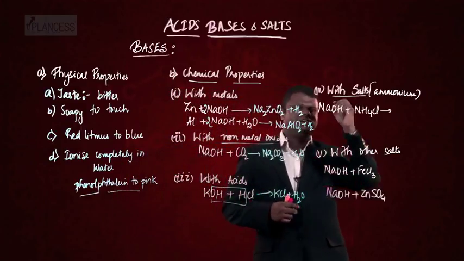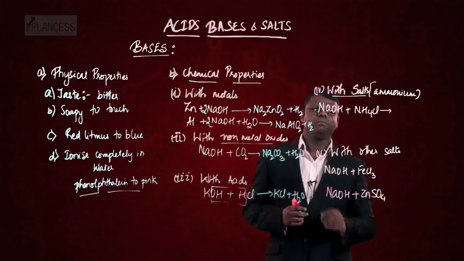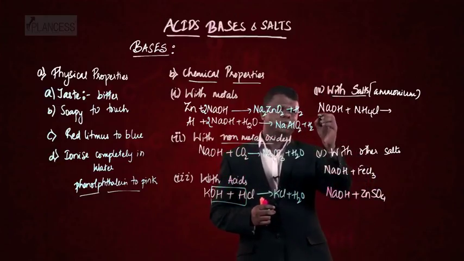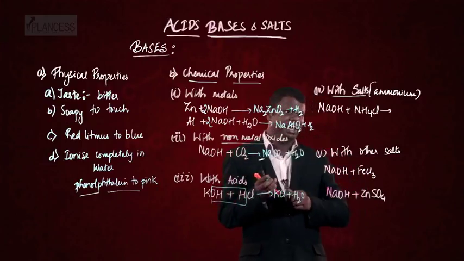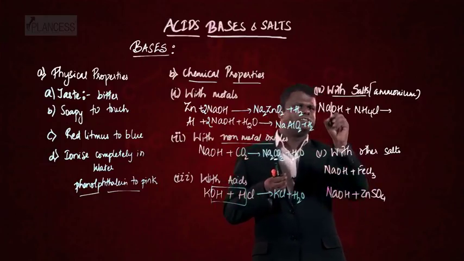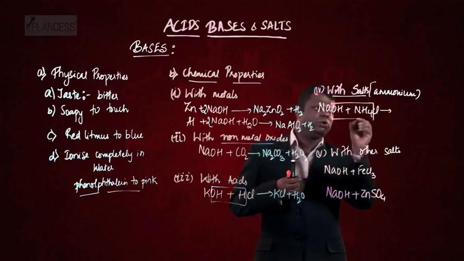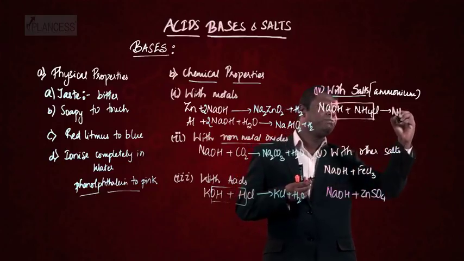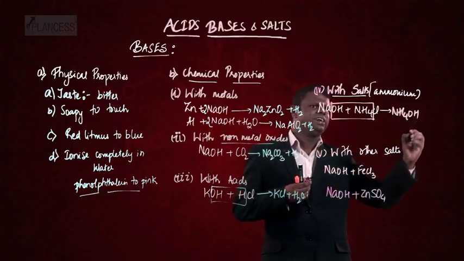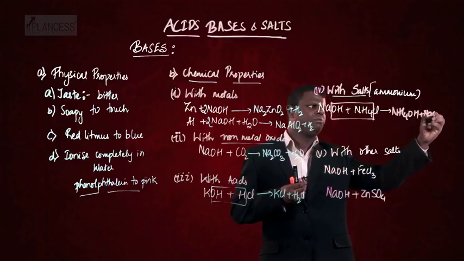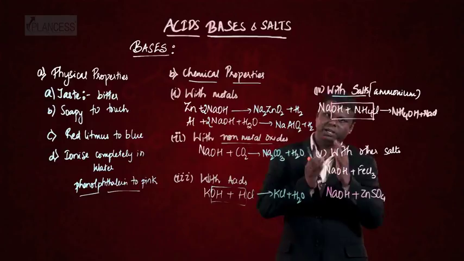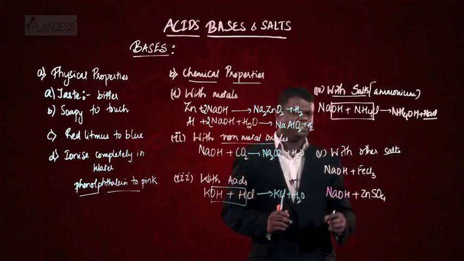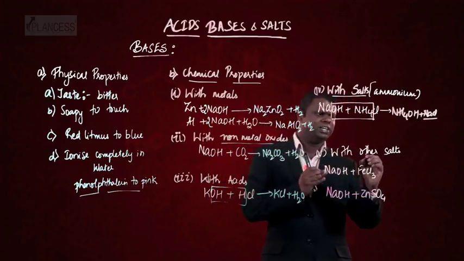Now with salts, so let's take an example of ammonium chloride. Sodium hydroxide reacts with ammonium chloride. So in this reaction, ammonium ions combine with OH to form ammonium hydroxide, and then a salt is formed. So one base reacts with another salt to form another base and another salt. You have reaction with other salts.